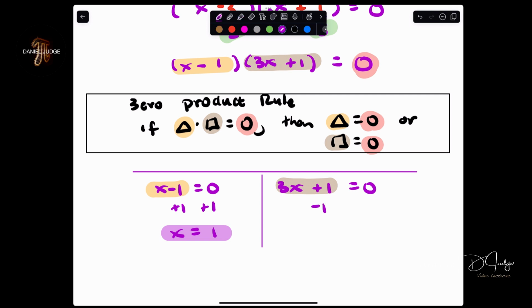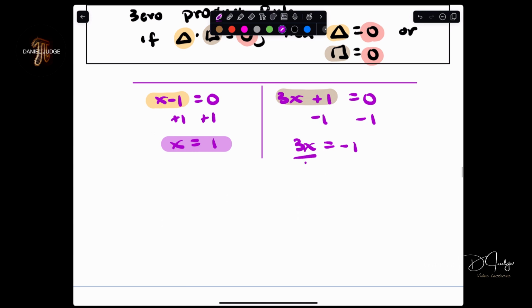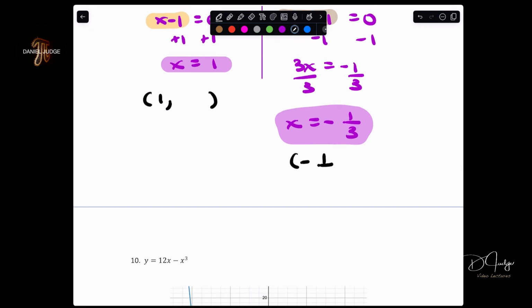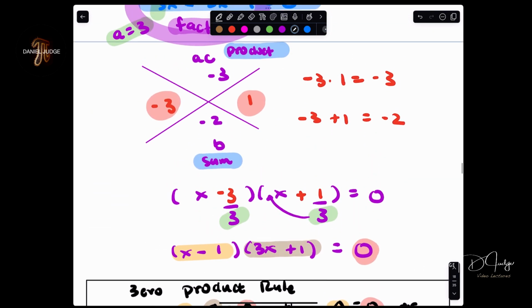And solve for x here. Subtract 1, you get 3x is -1. Divide both sides by 3, and now you get x equal to -1/3. So, ladies and gentlemen, these are the two solutions here. Okay, they're the x values, but remember, we need a corresponding y value. So, although x is 1, we don't know what y is. When x is -1/3, we don't know what y is. So we're going to have to find those values out.